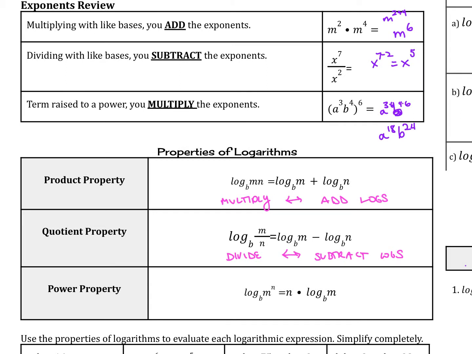And with the power property, notice we have log base b of m to the n, and then it changes to n times log base b of m. So what happens is that exponent goes to the front and it multiplies to the log. So when it's raised to a power, then it's going to multiply in the front. So multiply to the log.